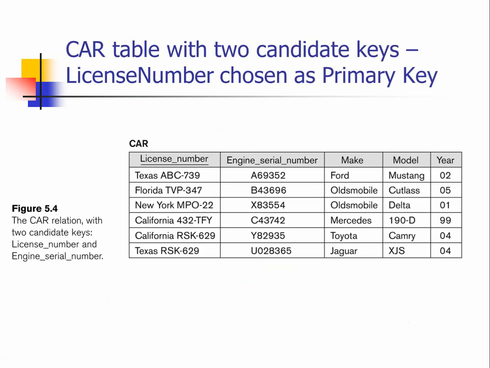So this is the example. Try to understand it. We can use the serial number as the key, while the license and the number, the combination of the two, forms another possible key. So this is a candidate key. This is also another candidate key.